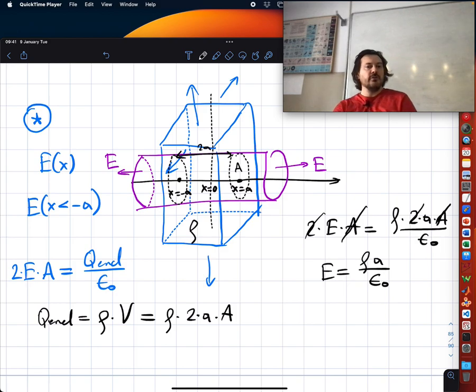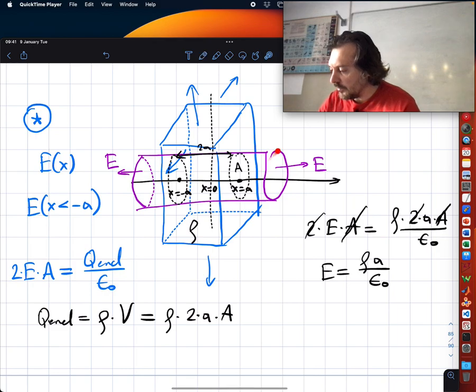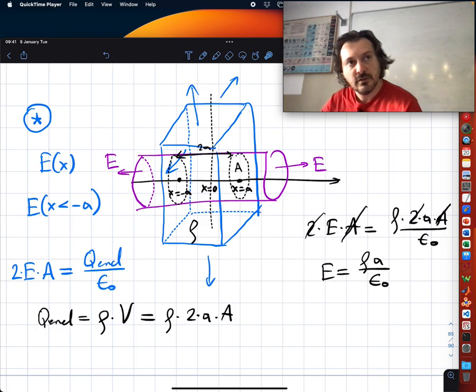Hocam, we could have written pi r squared instead and then cancel, right? Same thing. Yes, we could have written pi r squared. It's not 2 pi r. We are talking about this surface, right? Mm-hmm. That's pi r squared. This lateral surface is 2 pi r l, but we don't care about the lateral surface because the electric field is parallel to that one. Very good.